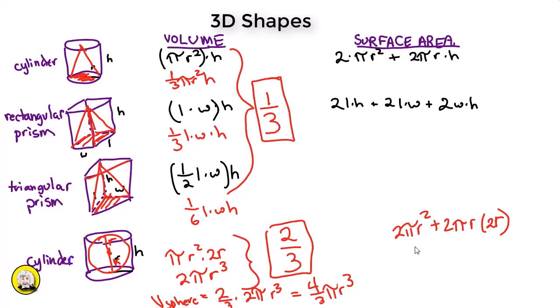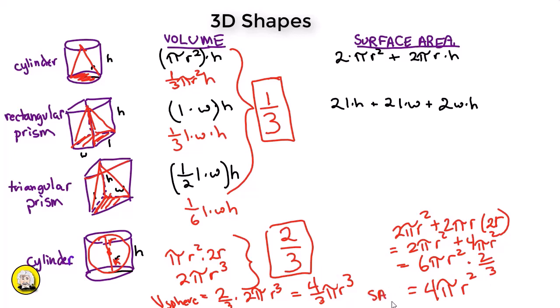So that in turn is 2 pi r squared plus 4 pi r squared, which just equals 6 pi r squared. And if we multiply that by 2/3, our factor for a sphere, that becomes 4 pi r squared. And sure enough, that is the surface area of the sphere.